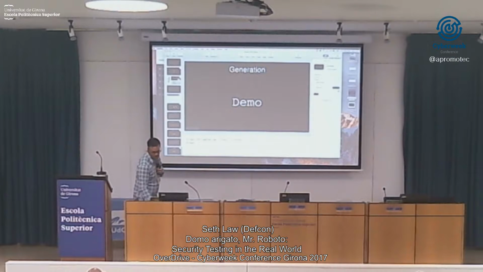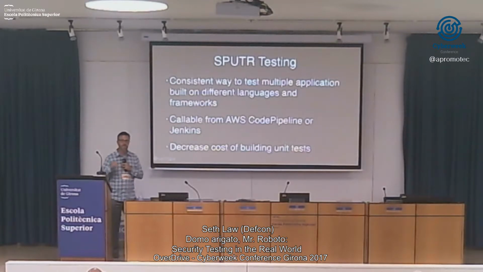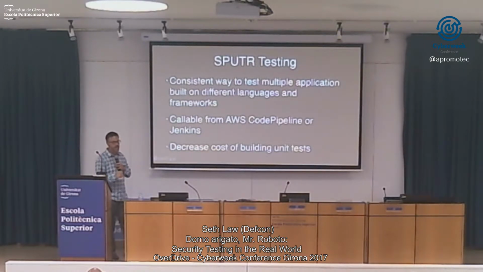Let's see, what time are we at here? Oh, we're moving right along. Okay, I wanted to actually demo the testing itself. Sputter gives you a consistent way to test multiple application frameworks or multiple applications that are built on different languages and frameworks. We were able to implement it in both AWS CodePipeline and Jenkins. Any test suite or build tool that you have can actually call Sputter.